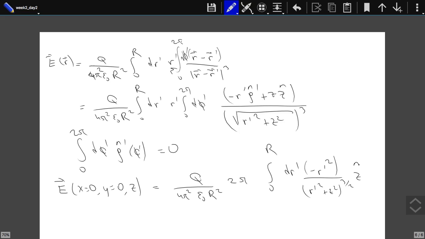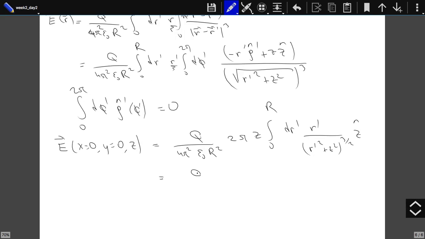No, sorry. That is r prime, this r prime over here. I'm taking the z hat one, the coefficient z, I can just take it out. Q over 2 pi r squared epsilon 0 in the z direction, from 0 to r, the r prime over r prime squared plus z squared to the power 3/2 in the z direction. This is our electric field.